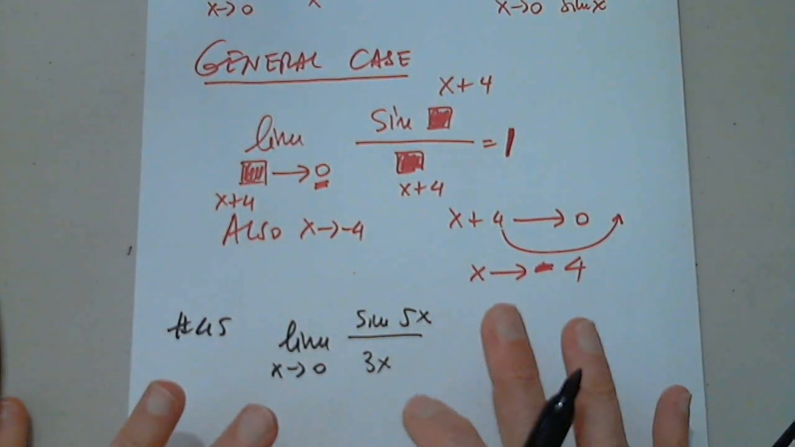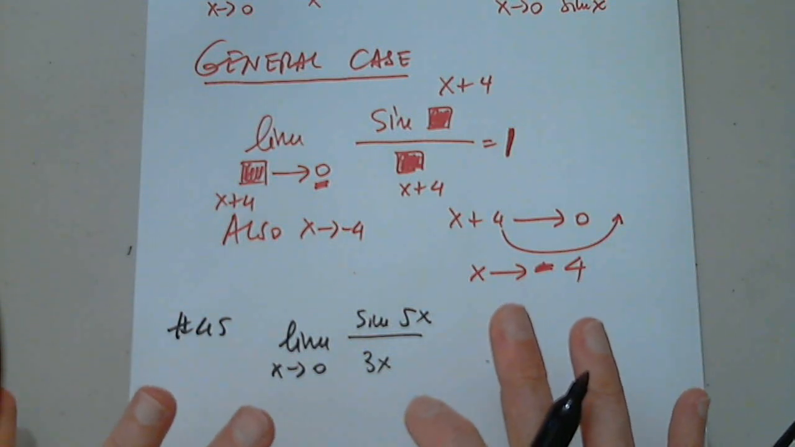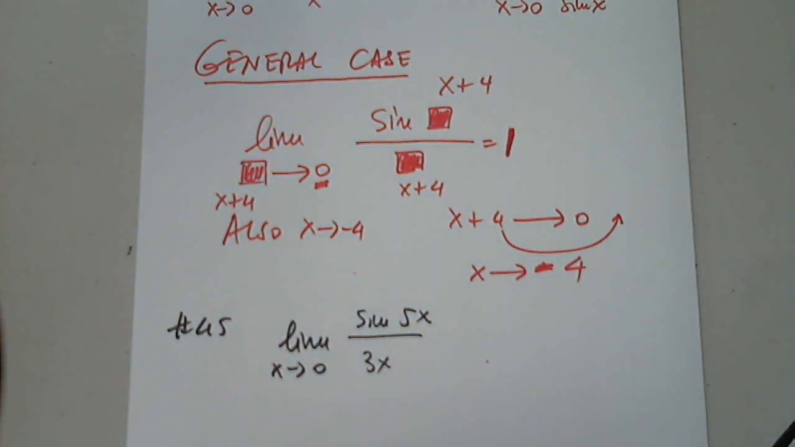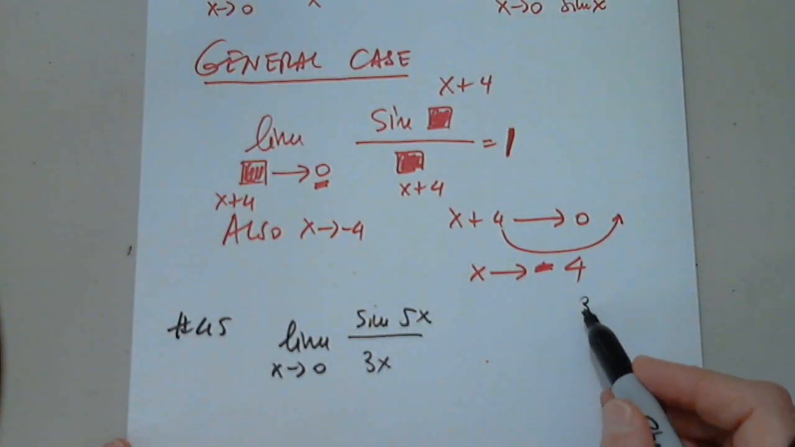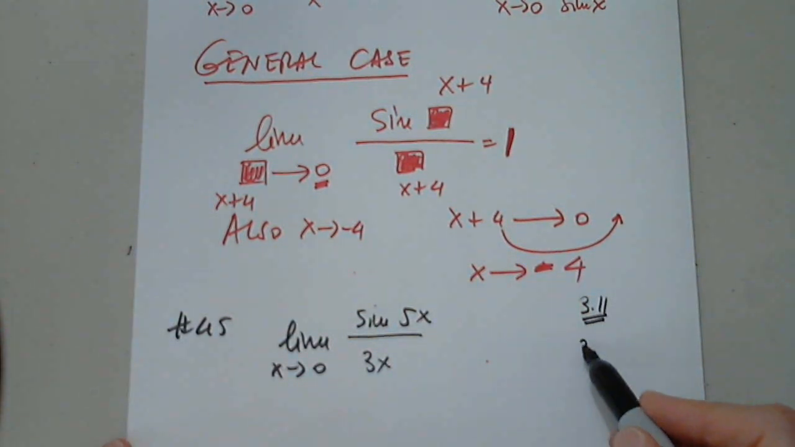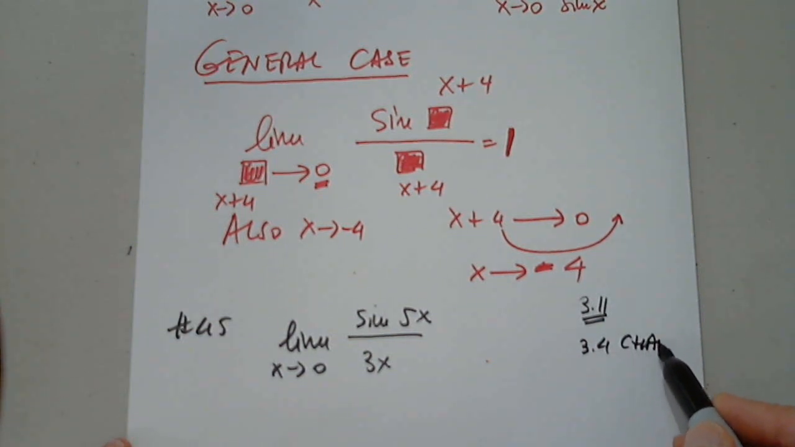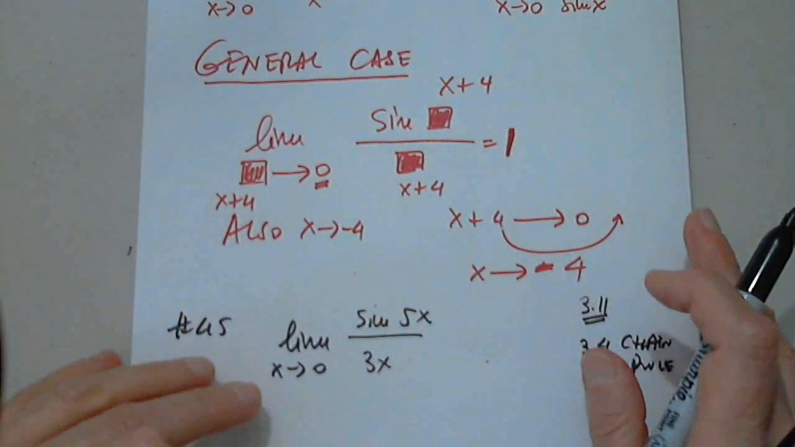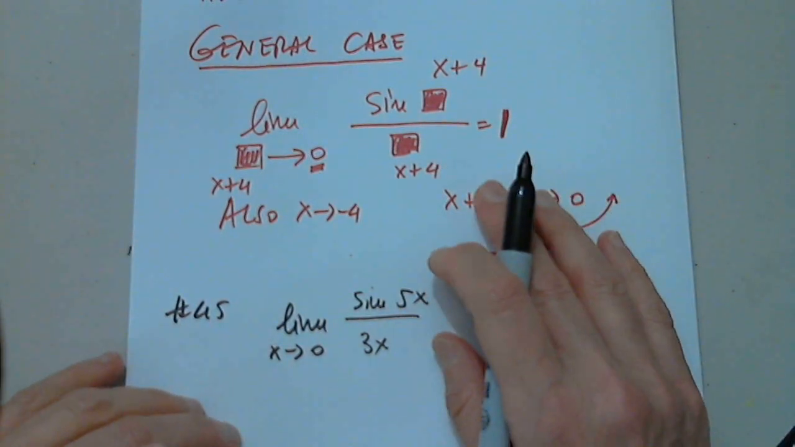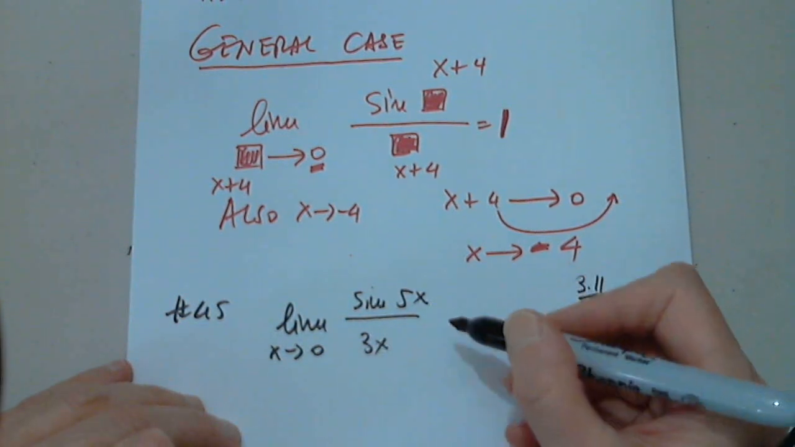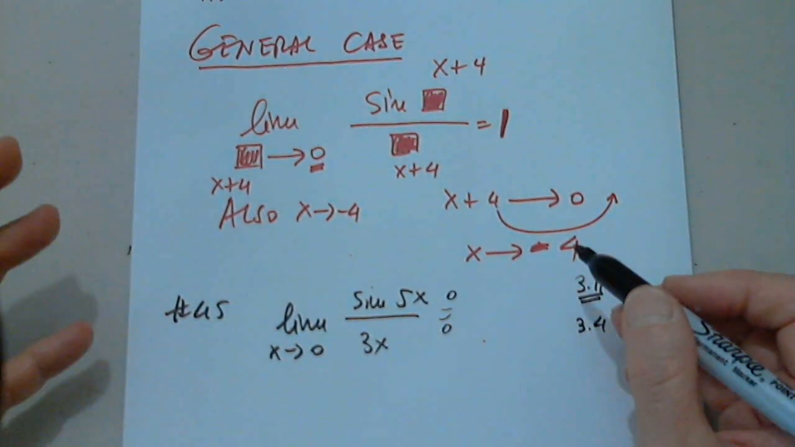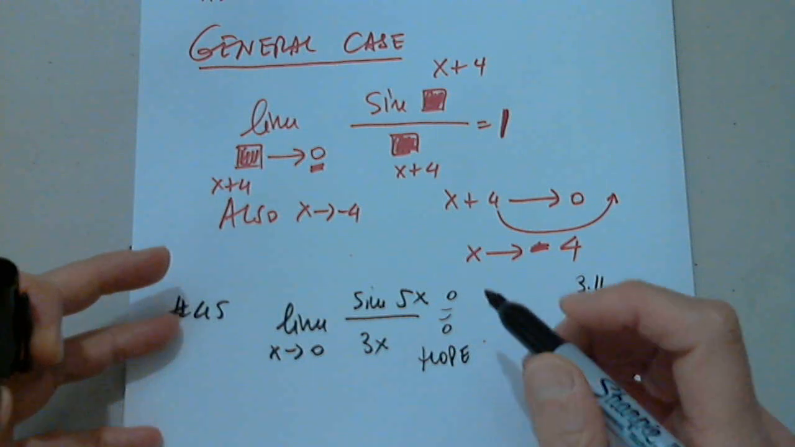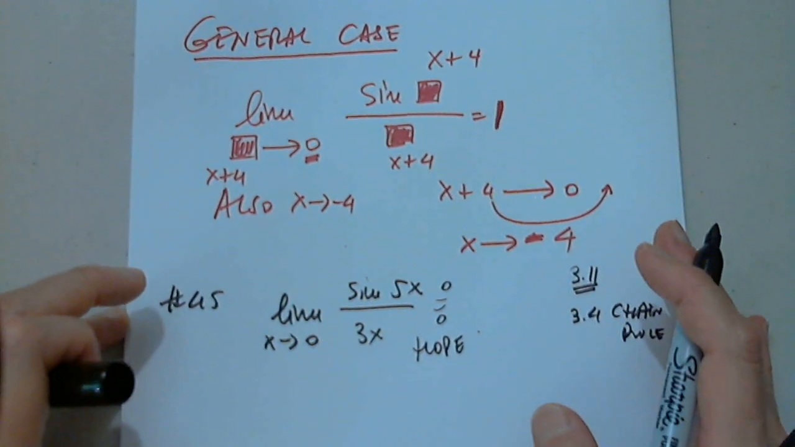Yes, you can use L'Hopital's rule, but we don't know the chain rule, so we cannot apply it right now. The next step, we're going to look at 3.11, and then 3.4, which is the chain rule. You may know it, but we can't apply it right now. So I have to plug it in. It's, of course, 0 over 0, so there is hope. No guarantee, but there is hope for this limit to exist.